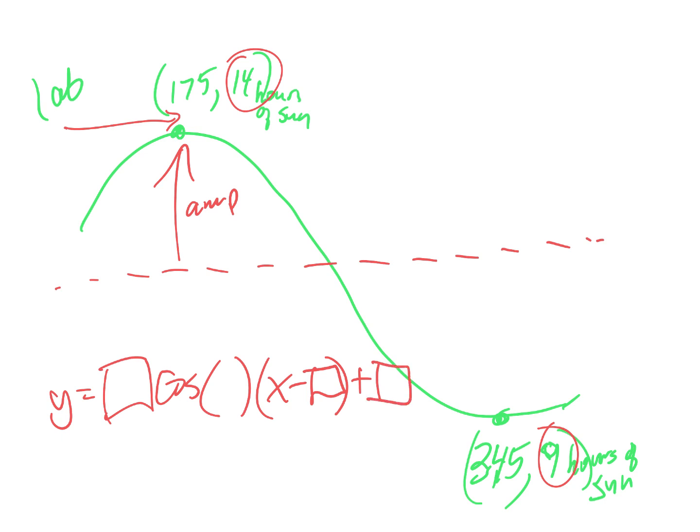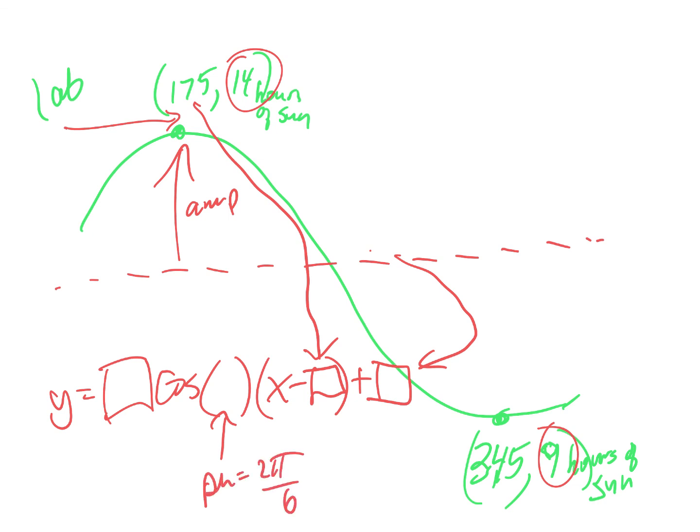And the midline will go here. And this 175 will go here. And this will be period equals 2 pi over b. This one's the amplitude, which comes from there. So there's your overview of the lab.